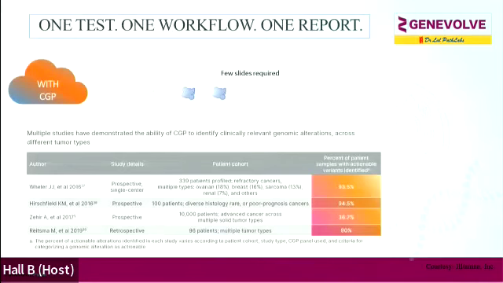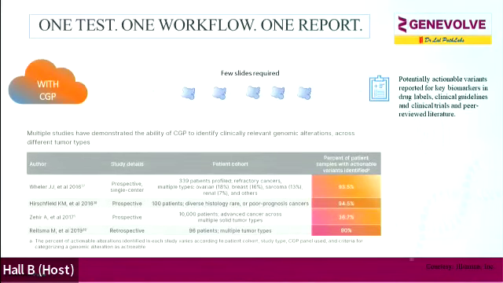So one test, one workflow, and one report is much easier for a comprehensive genomic profiling, wherein we can understand more of the druggable mutations than what was possible with an algorithm. So these are the various studies, if you see from 2016, 17, and 19, and the percent of actionable variants which were found using the comprehensive genomic profiling as compared to single gene or small NGS panels.